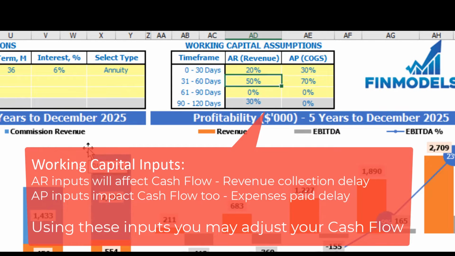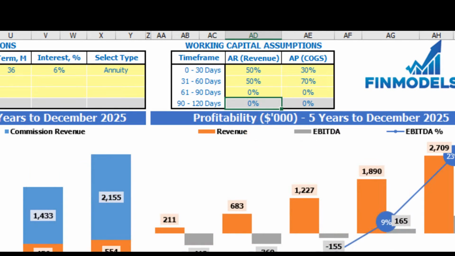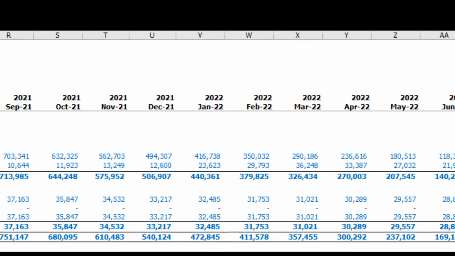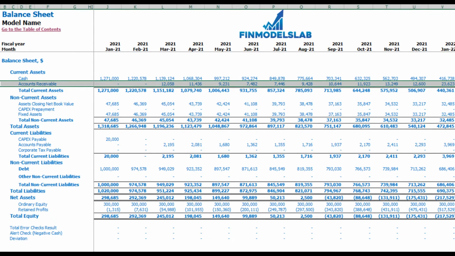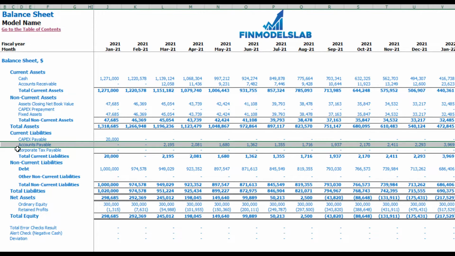So if you set up 20, 20, and 20, the final time frame will show you the last part to have in total 100%, which is in this case 40%. Or it can be 50% first month, 50% second month, 0 and 0. So if you go to the balance sheet, you may see the accounts receivable calculation based on the AR revenue assumptions and accounts payable calculations based on COGS accounts payable assumptions.